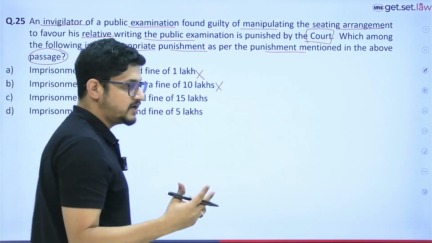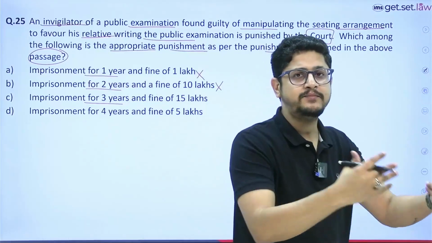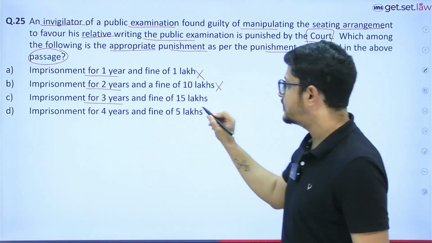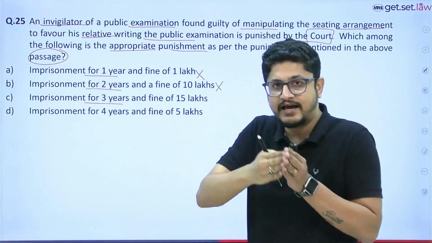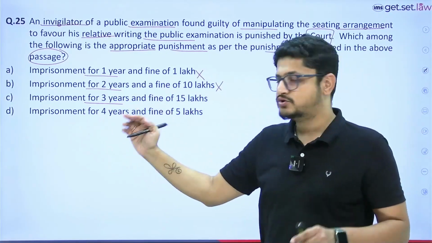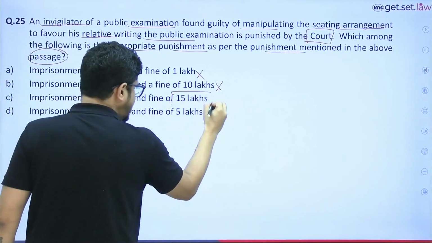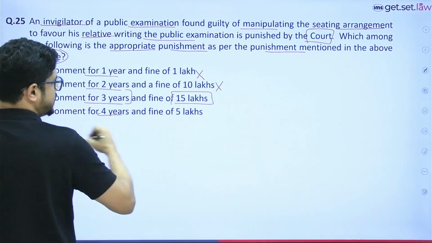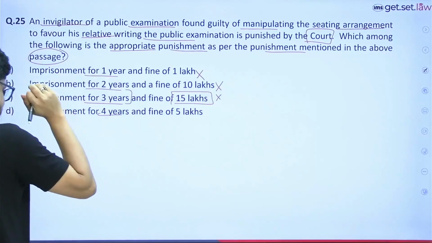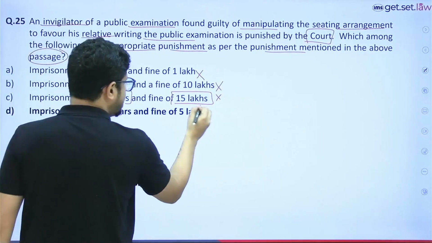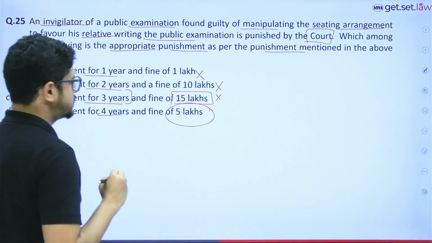It was 3 years, but the maximum it can be taken up to is 5 years. That is what was given. So it was from 3 years to 5 years. So we can say that it can be 4 years also. But this fine of 15 lakh, halfway it was correct, halfway it was wrong. So I think the answer to this also comes to option D, because a fine of 5 lakh was only what was given.